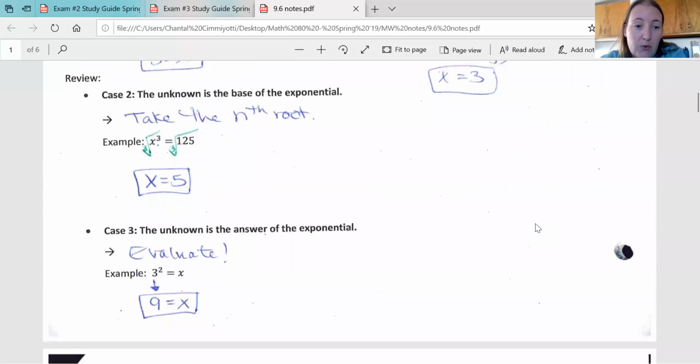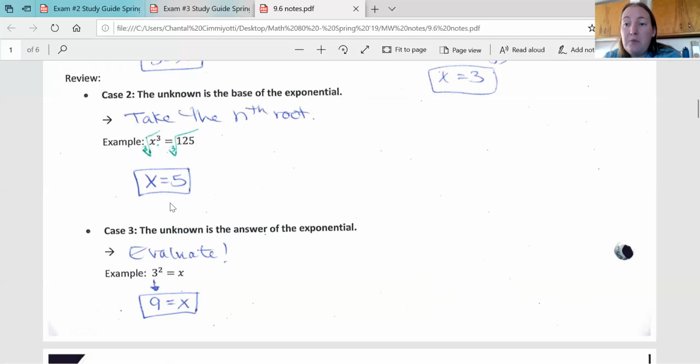Case 2 for exponentials is where the unknown is the base, in which case we undo the exponent to get the base by itself, to isolate the unknown x, that's the base. So take the cube root in this case, and you get 5.